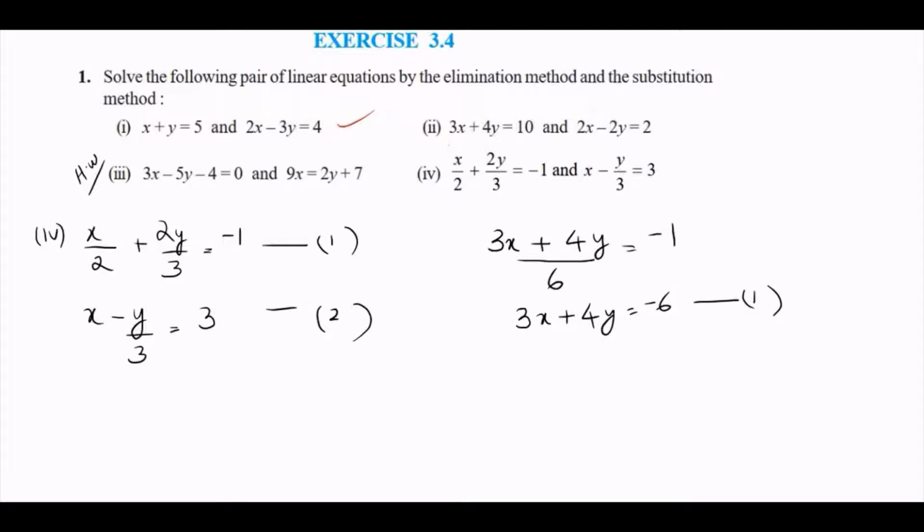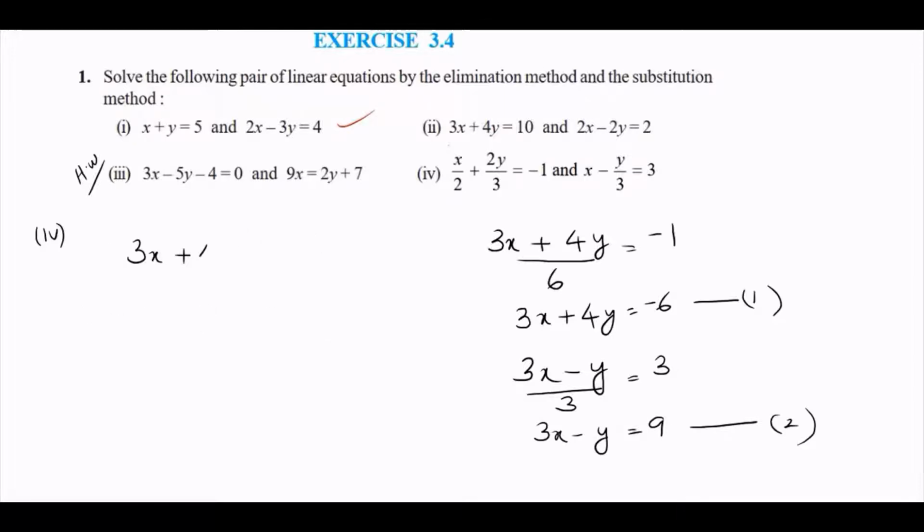Now let's take the second equation. When you take the LCM, you get the LCM as 3. So 3x minus y by 3 is equal to 3. So when you cross multiply, 3x minus y is equal to 9. This is the second equation. 3x plus 4y is equal to minus 6 and 3x minus y is equal to 9.